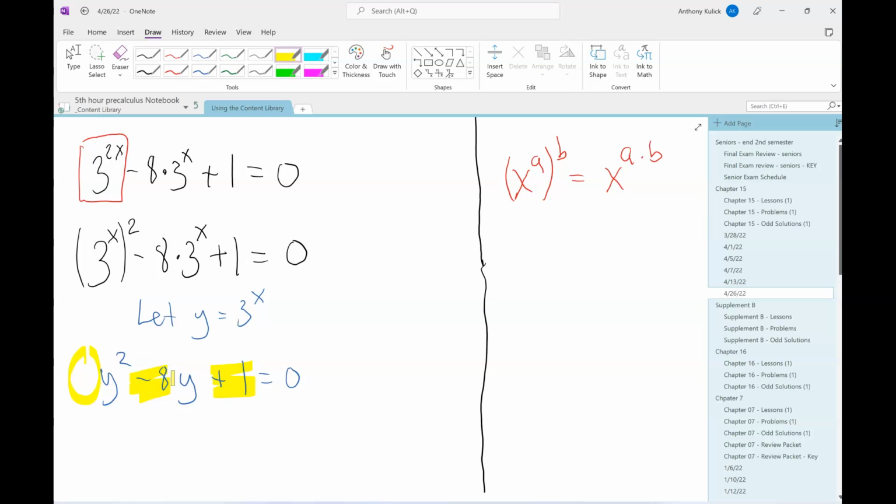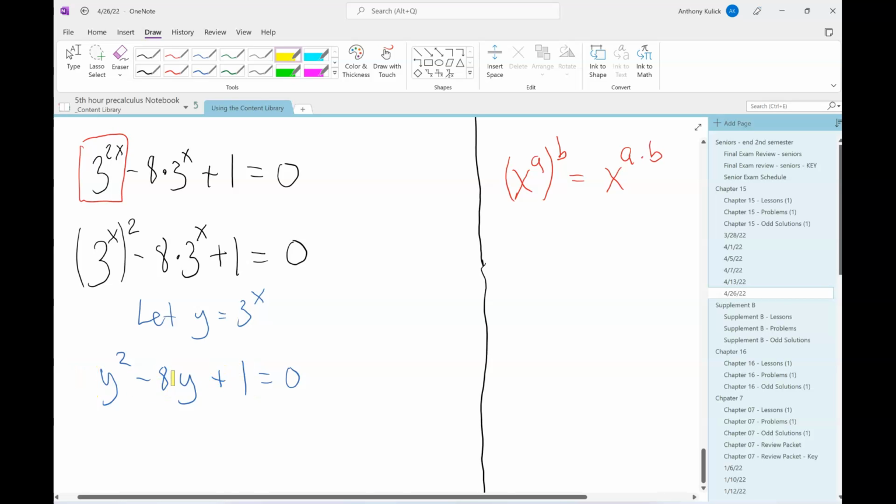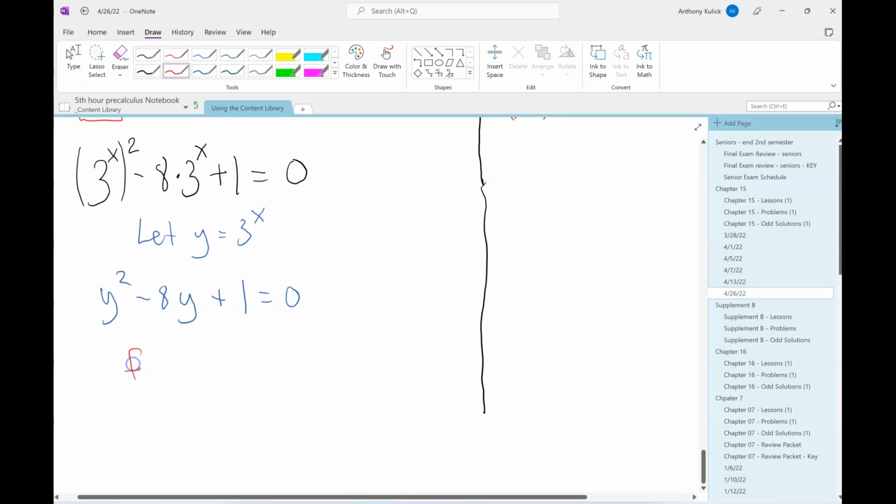Everybody agree? So this one will not factor nicely for us. So we should, in fact, use the quadratic formula as Jay suggested. So the quadratic formula, yeah, of course.